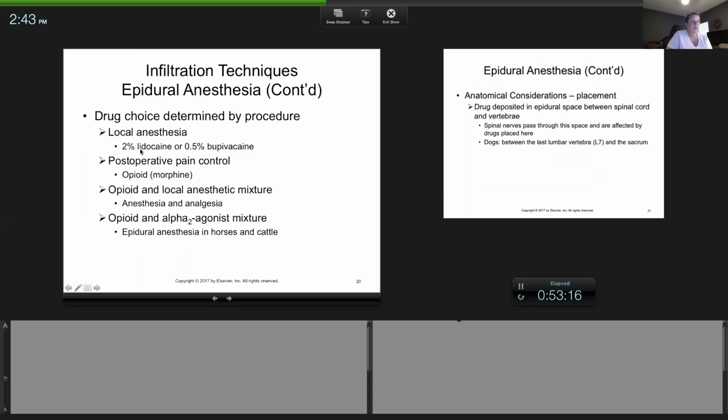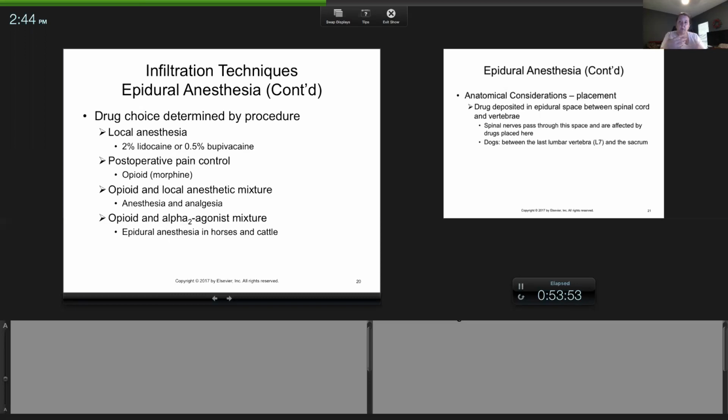I have had doctors give just a morphine epidural. Morphine, which we normally give as a pre-med for pain, if you give it in the epidural space, it will actually have analgesic effects. So it could just be a morphine epidural. Sometimes we will do morphine and lidocaine, or morphine and bupivacaine together. And there are reports of large animal vets using an opioid and an alpha-2, because dexmedetomidine or xylazine can have an effect at the epidural space.